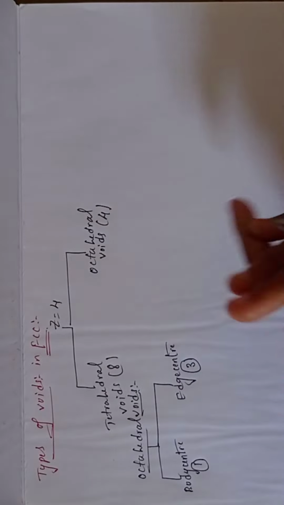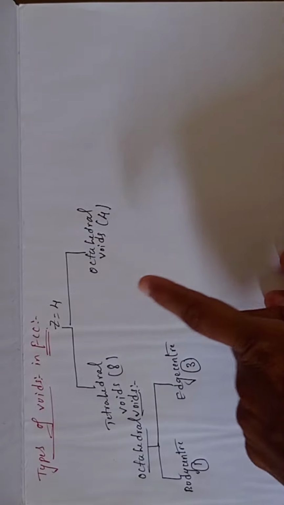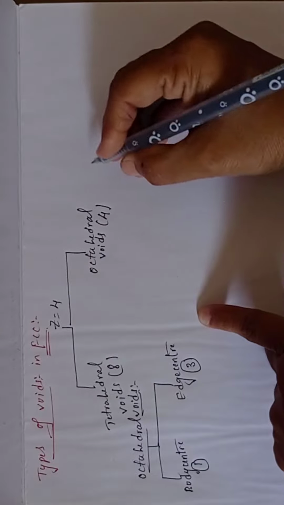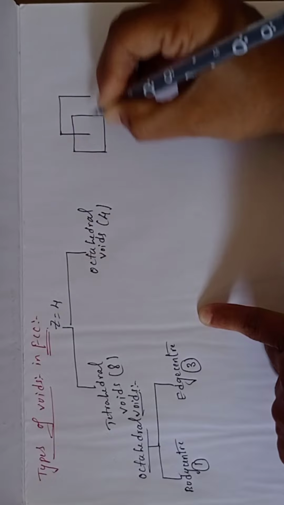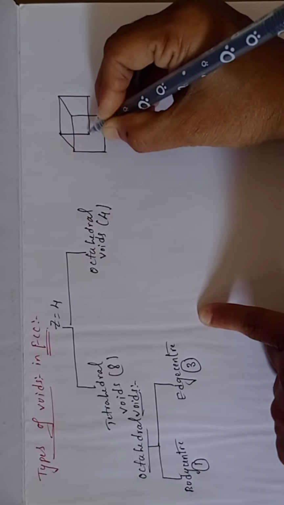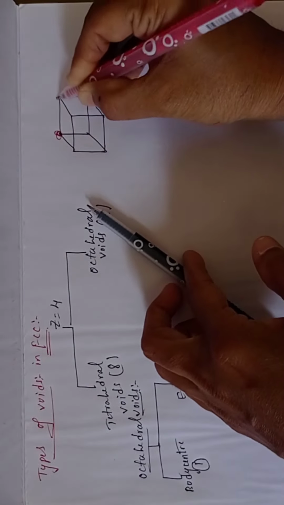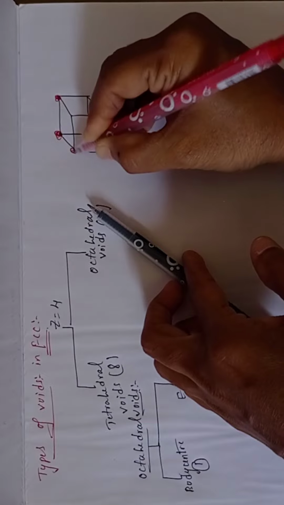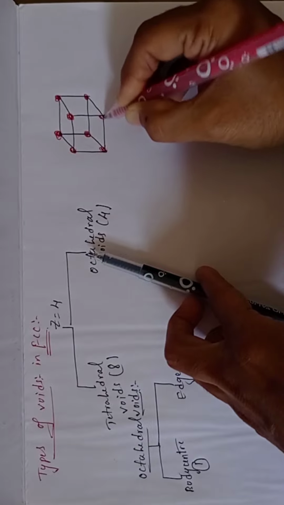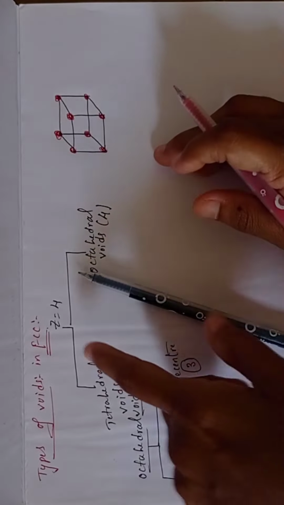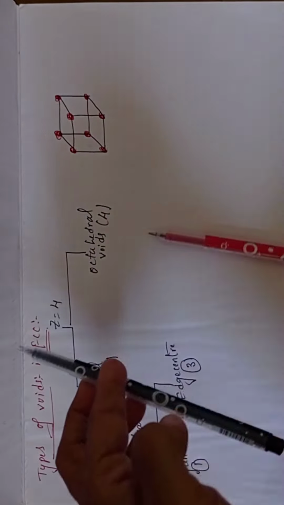So first of all, what is FCC, students? We know that in FCC total 8 corner particles plus 6 face center particles will be there, correct? Now we'll discuss the FCC structure. This is FCC. Here these are corner particles. And what will be there, students? Face centers, total 6 faces will be there in the unit cell. So that's why I am taking 6 face center particles.